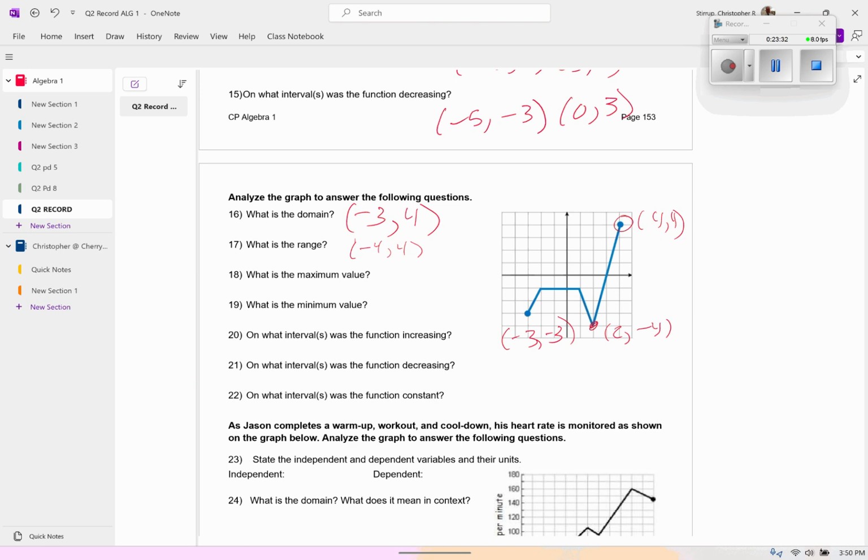What is the maximum value? It's that value right there, which is 4. What's our minimum value? Which is that value, which is negative 4.